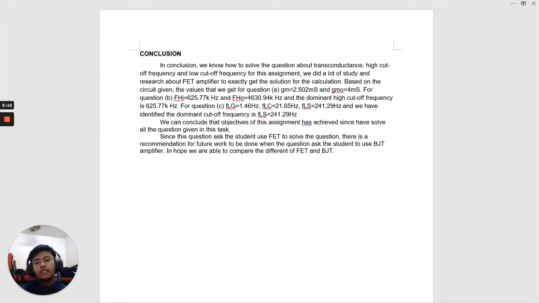And then next, since this question asks the student to use an FET amplifier to solve the question, we have a recommendation for future work. The question could ask the student to use BJT instead of FET, in hope that we are able to compare the difference between FET and BJT and be more confident to calculate a BJT amplifier. And then that's all from us.